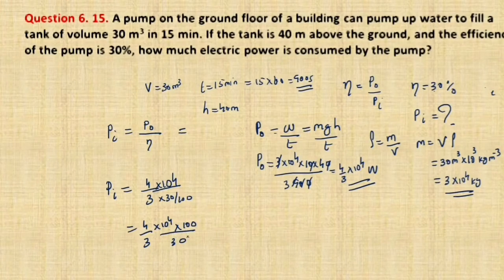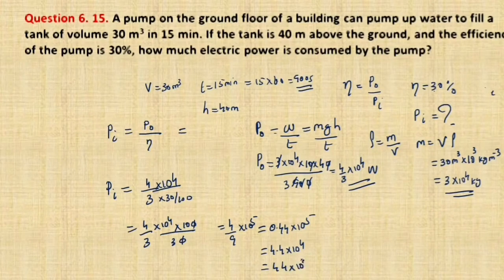So what is the final answer here? You can see the zero cancels, 10 to the power 5, 4 divided by 9 into 10 to the power 5. 4 by 9 is approximately 0.44. So 0.44 into 10 to the power 5, if you write in standard form, is 4.4 into 10 to the power 4, that is approximately 44 into 10 to the power 3 watt, approximately 44 kilowatt. So this is the way to do this question.